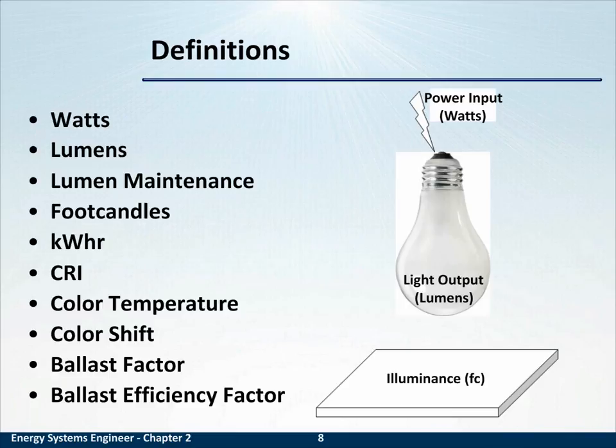The next term, kilowatt hours, is again probably very familiar to you. It is a measure of work. 1 kilowatt hour is the work done by 1,000 watts of power over a period of 1 hour. And next is color rendering index, the CRI. Color rendering index typically is between 0 and 100, although you'll see an exception later. And it's the measure of a light source's ability to distinguish colors.